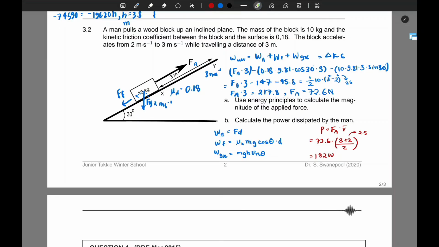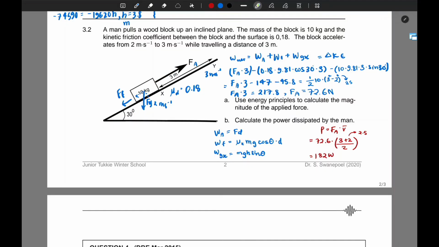And then the next question is a man pulling a wooden block up. Now we need to find the force applied by the man. So the free body diagram shows that there are 3 forces acting on it: the applied force, the force by gravity, and the force by friction.